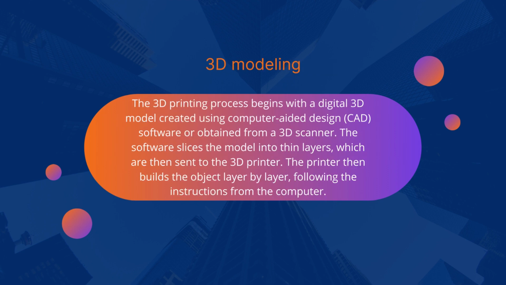The 3D printing process begins with a digital 3D model created using computer aided design, or CAD, as I mentioned in the last slide, software, or obtained from a 3D scanner. These scanners are pretty neat. You can put something, we'll say a pen, in there. It will scan every single dimension of it and literally give you on your computer the exact dimensions of it. The software slices those models into thin layers, which are then sent to the 3D printer. The printer then builds the object layer by layer, following instructions from the computer, of course.